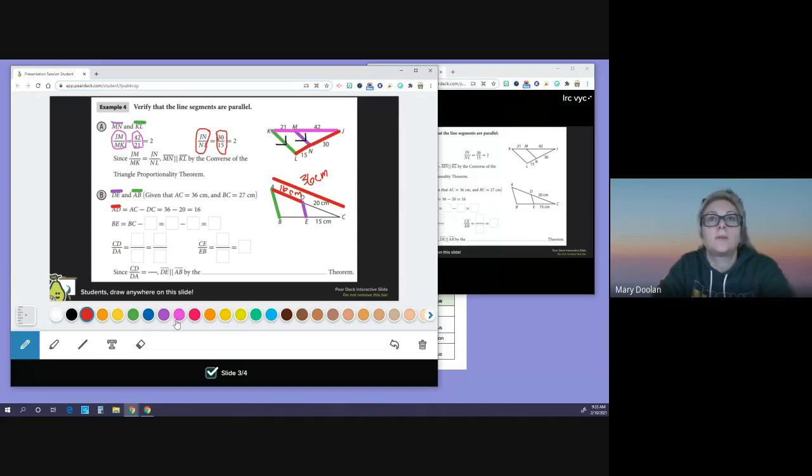All right, now the next one I have to figure out is right here. I've got to figure out what BE is. But again, they're giving me some information. They're saying, hey, BC is 27 centimeters. So this entire length is in fact 27. We're going to fill in here the steps to figuring out what BE is.